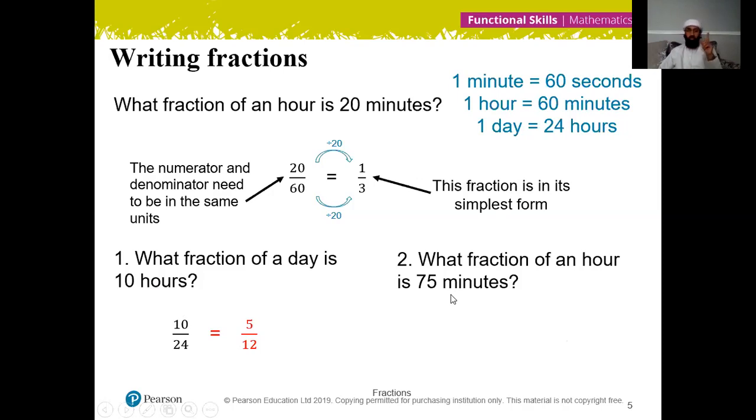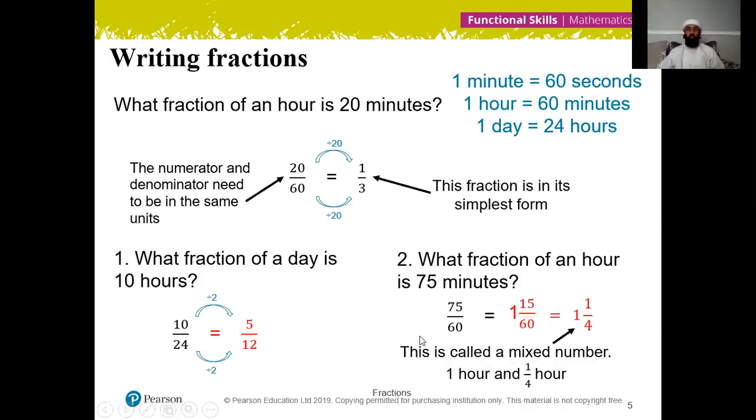What fraction of an hour is 75 minutes? Oh, tricky here, because an hour consists of 60 minutes. But here we have 75 minutes, so we've got 15 minutes extra. So what do we do here? Well, 75 over 60.